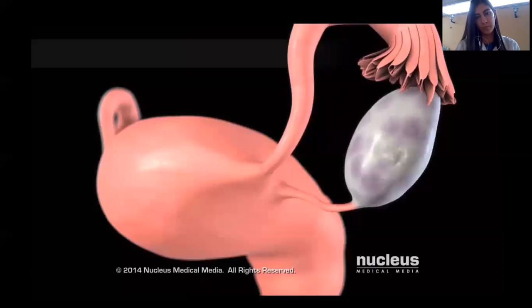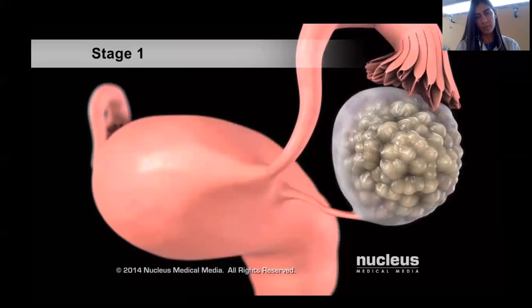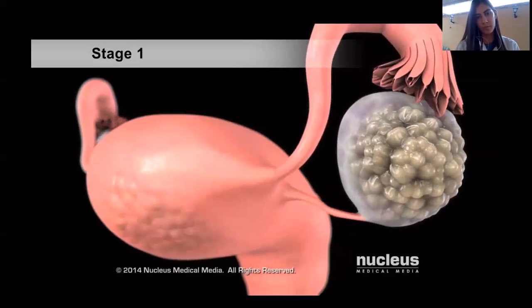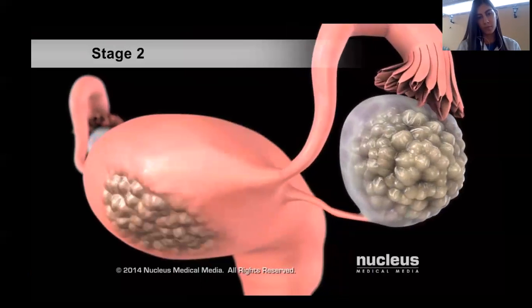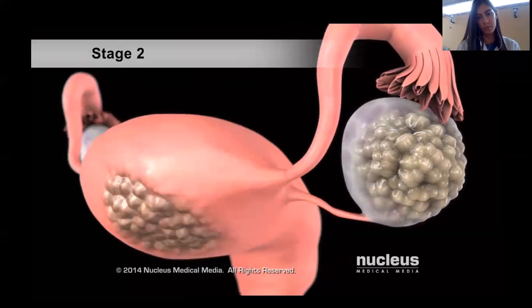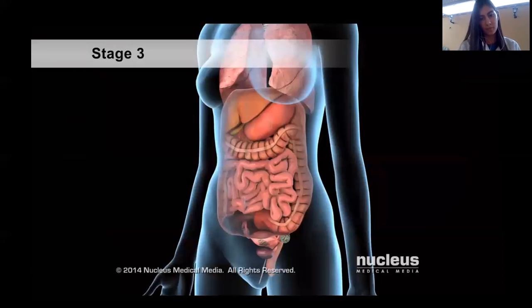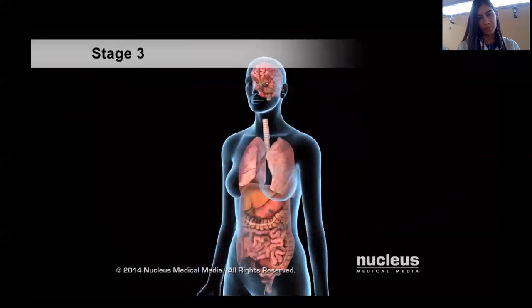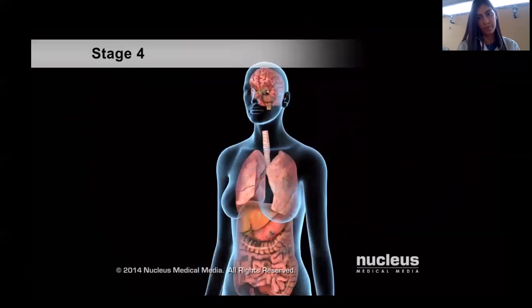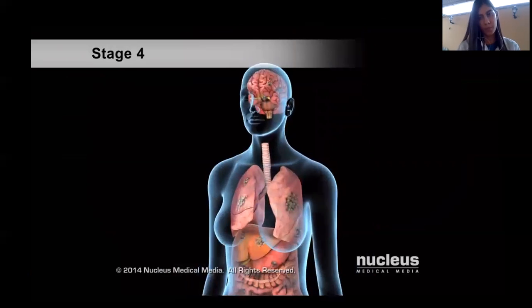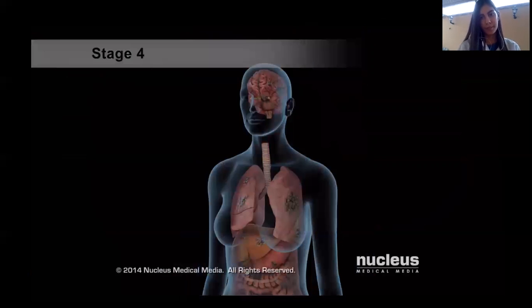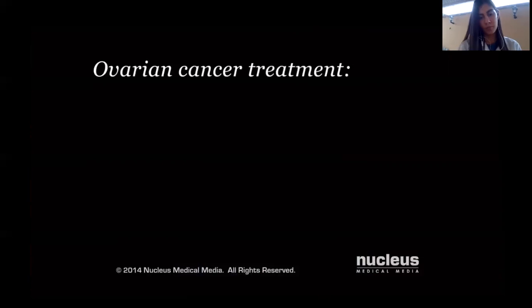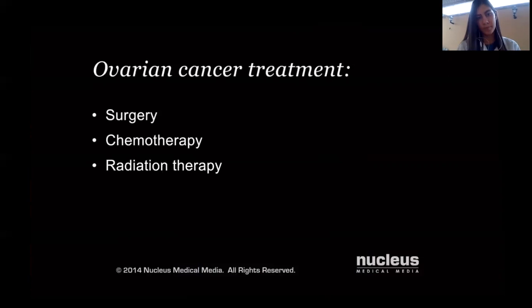At stage 1, cancer is limited to one or both ovaries. In stage 2, ovarian cancer extends to the pelvis area. In stage 3, ovarian cancer has spread to the abdominal region. In stage 4, ovarian cancer extends into the liver or to locations beyond the abdominal area. Ovarian cancer treatment typically includes surgery, cytoreduction, chemotherapy, radiation therapy, or a combination of therapies.